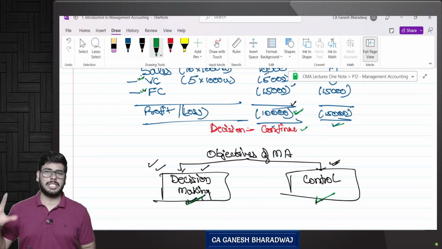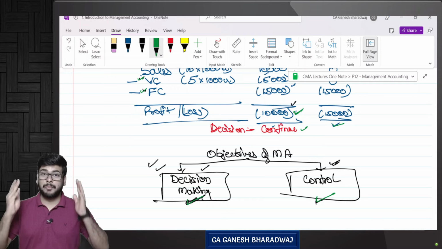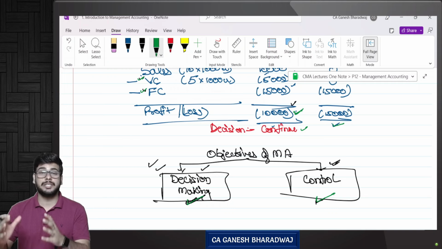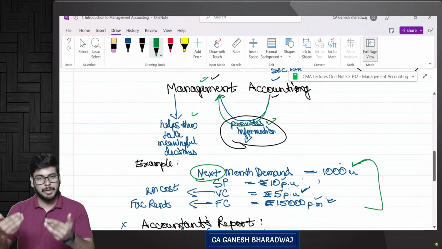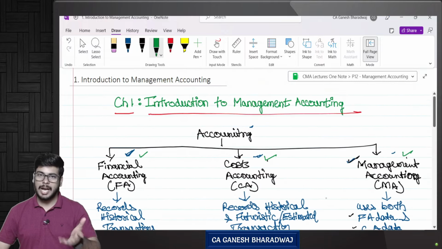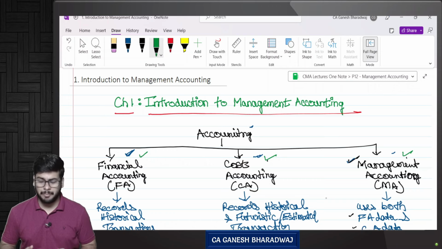From a book perspective, yes, chapter one had a lot of theory. Just go through it once, attempt the MCQs, fill in the blanks, true or false, and leave it there. But from a conceptual viewpoint, please stick to this example and this particular explanation that I've given you. Whatever I have annotated here will be provided to you as a PDF copy. You can have it. Clear with this? That will help you understand the subject in a much better manner.